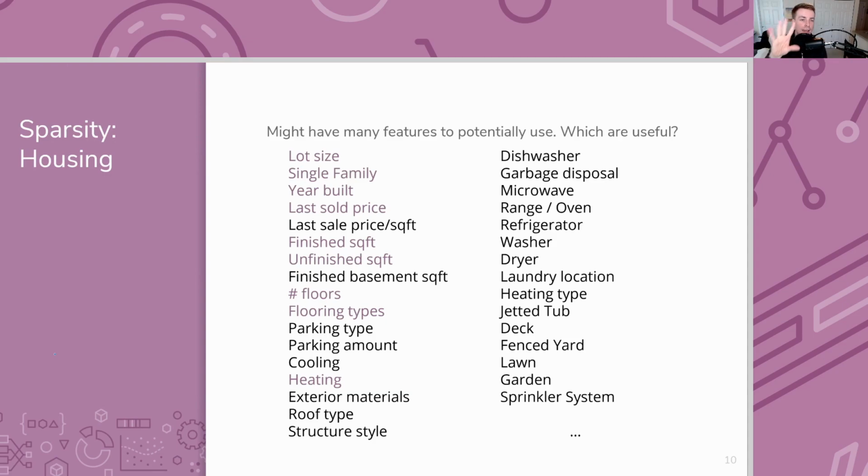And in the case of housing, it might not be super clear why you need that. All of the features here are somewhat interpretable. Like we can understand what dryer or washer means.